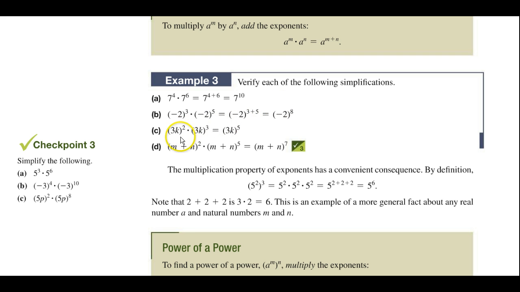Again, what is in parentheses? We just add the exponents. And even if it's a binomial, like 2 terms within a parenthesis, this is to the 2nd, this is to the 5th, we just add the exponents.